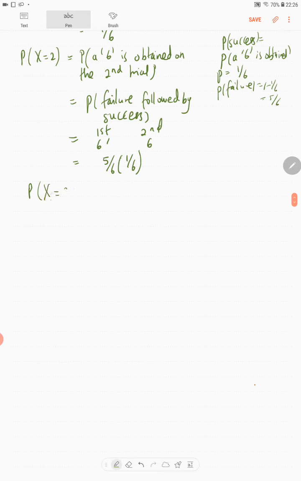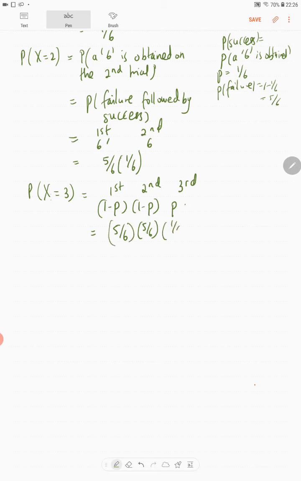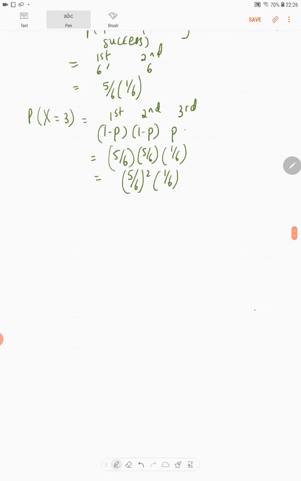If we write x is equal to 3, this means that first, second, third. Here we obtain failure, 1 minus p. Here also it's a failure. And on the third throw we obtain a 6. So we will obtain 5 over 6 times 5 over 6 times 1 over 6, that is, 5 over 6 squared times 1 over 6.